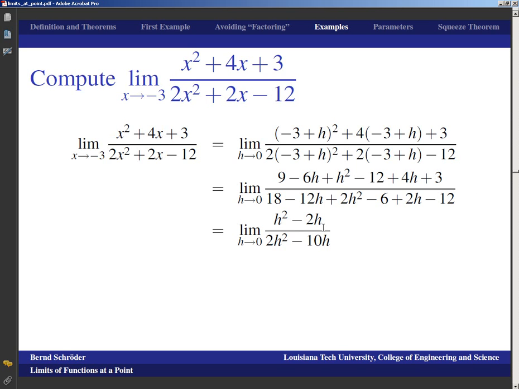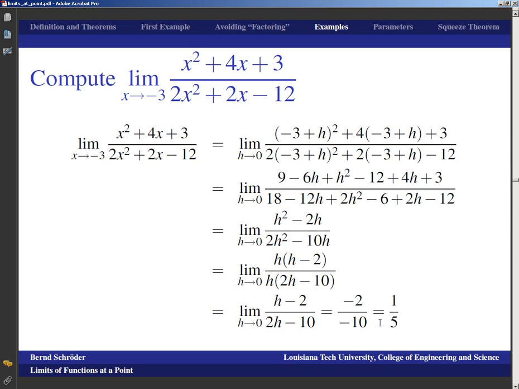Well, now here we can factor out an h in numerator and in the denominator, so that becomes the limit as h goes to 0 of h times h minus 2 divided by h times 2h minus 10. So that's the limit as h goes to 0 of h minus 2 over 2h minus 10. And that's negative 2 over negative 10, which is 1/5. Somewhat hairy computation in the middle.